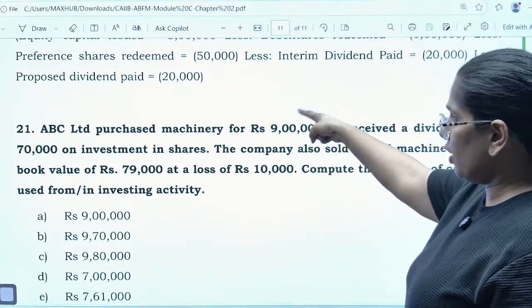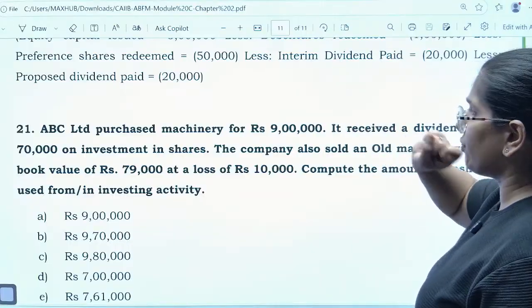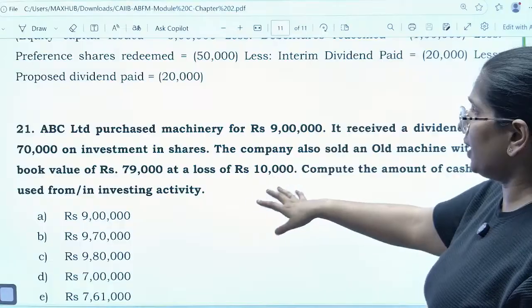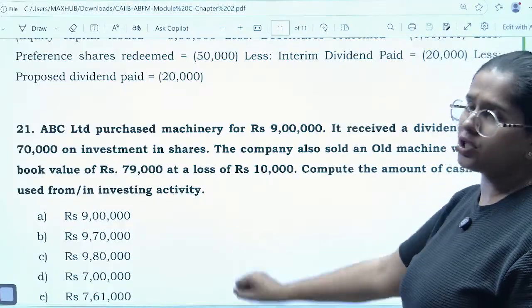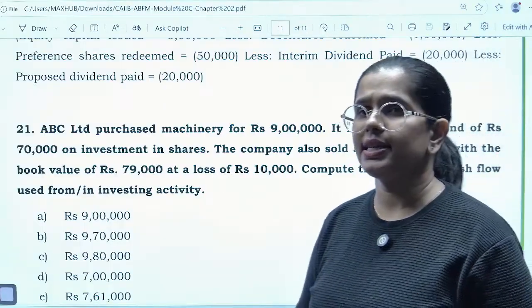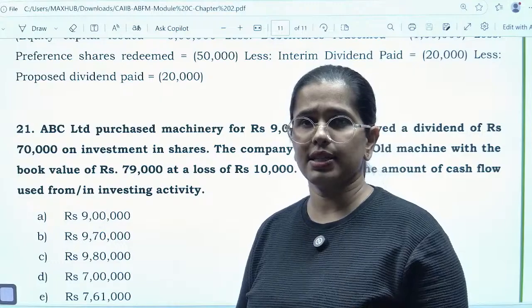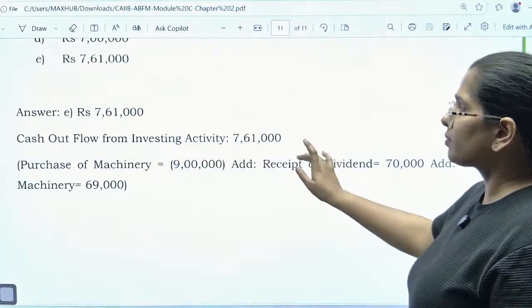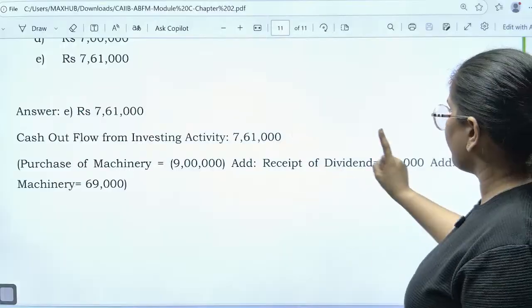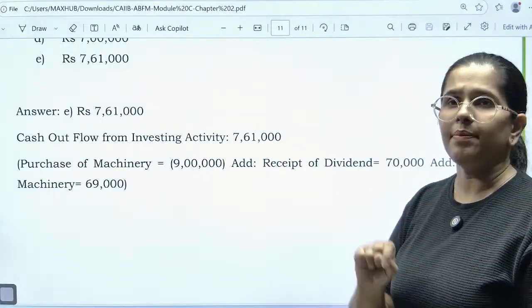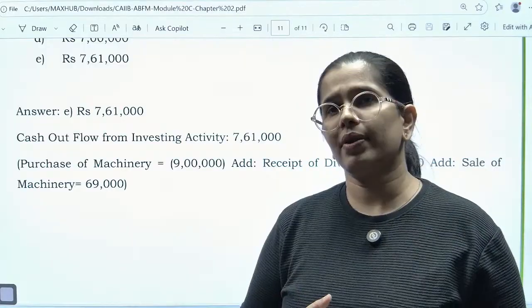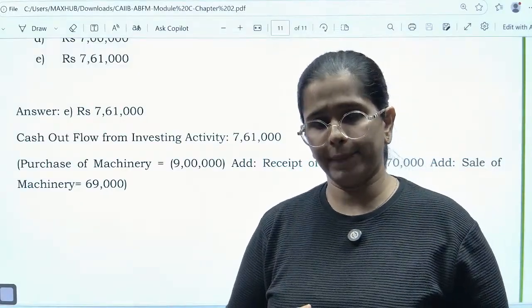Purchased machinery, okay, money has gone out of your pocket. Received dividend, yes, you have received the money. Sold old machinery, book value was 79,000, loss of 10,000, that means you have got 69,000. आपको कितना मिला है? 69,000. So clearly over here, money went out, I received the dividend, I sold the machinery, right? This is what my cash flow from investing activity would be.